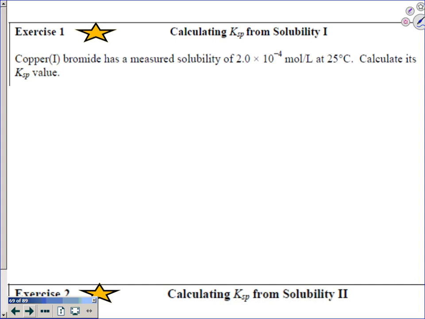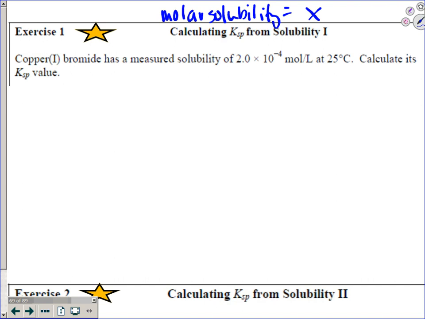Okay, so we have copper 1 bromide, and it's measured to have a solubility of 2.0 times 10 to the negative 4th molar at 25 degrees Celsius. Calculate its Ksp value. So one thing I did not mention to you is when we had the word molar solubility up there. Molar solubility is X. Remember, like when we do ice boxes, we have to find X? Molar solubility is X in basically every scenario. So if we're ever given, for example, the molar solubility, it is X.